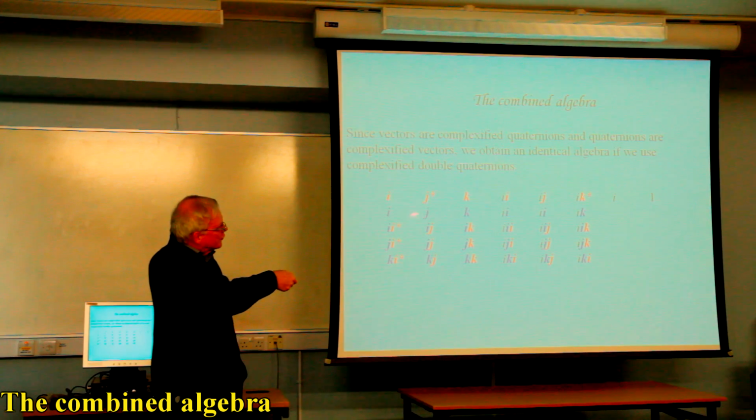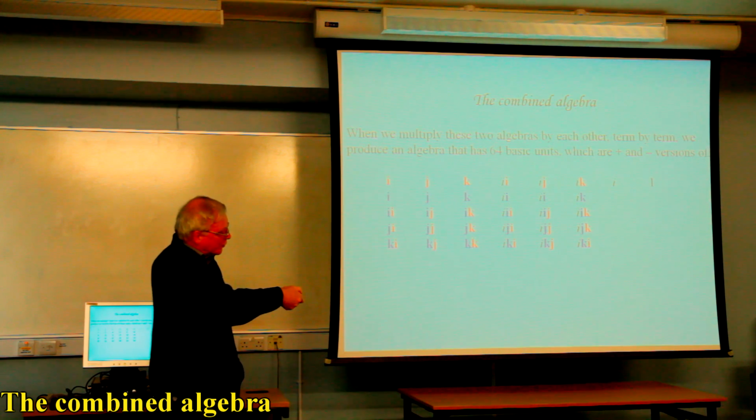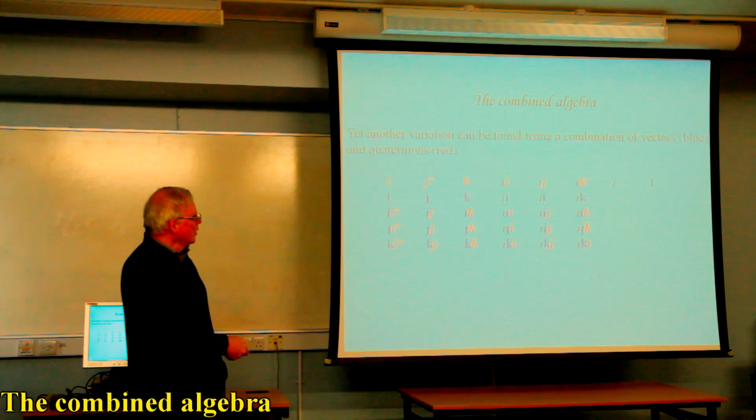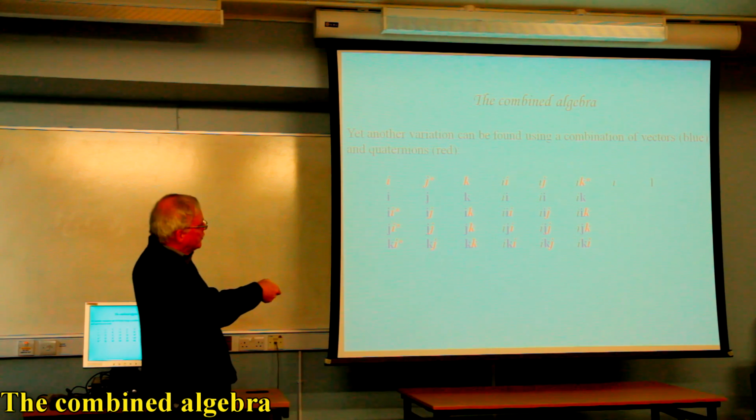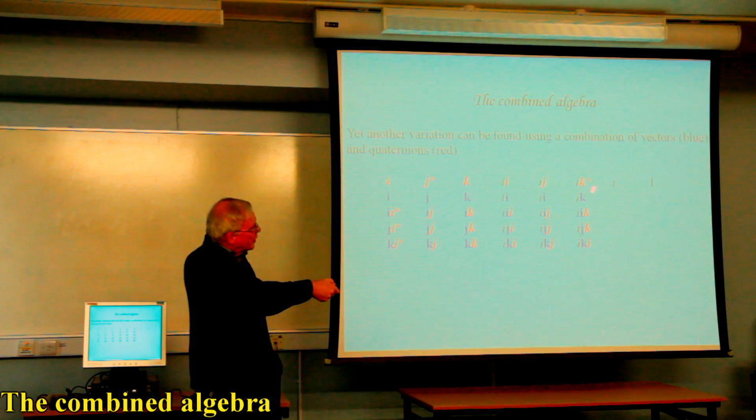This is lots of quaternions. It doesn't make any difference because I've got complex numbers there, so I will get the equivalent to that from that. I can also do it using one set of vectors and one set of quaternions, as long as I've got the complexity there.